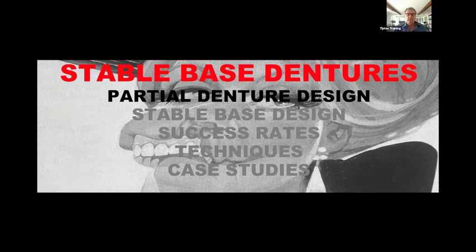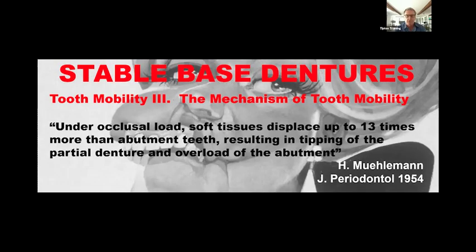So what we're going to run through today is these five major topics in the overall topic of stable base dentures. We're going to look at partial denture design, some of the problems with it, the stable base design and how the stable base design then succeeds where some of the other partial denture designs don't. We're going to look at success rates, we're going to look at techniques, and we're also then going to go through some case studies.